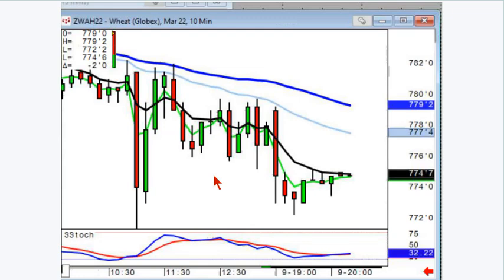Sandman, which one were you referring to? Do you ever use the depth chart? I don't even know what a depth chart is. You talking about level 2 or level 3? If I'm trading soybeans, cattle, yeah, I use a level 2. It shows you how much volume is on the bid side and how much volume is on the ask side.